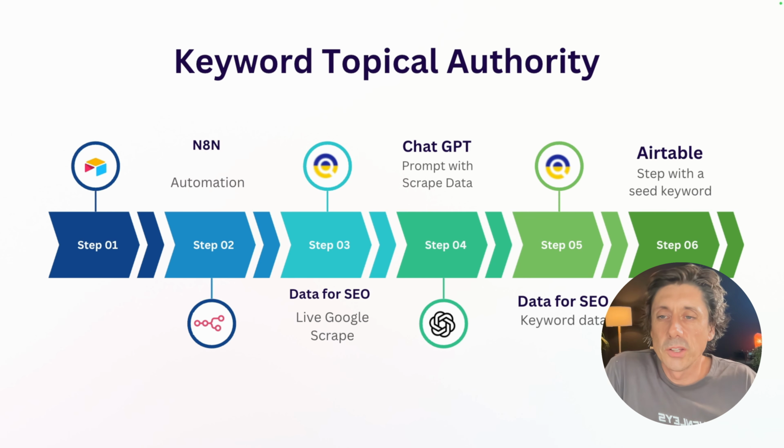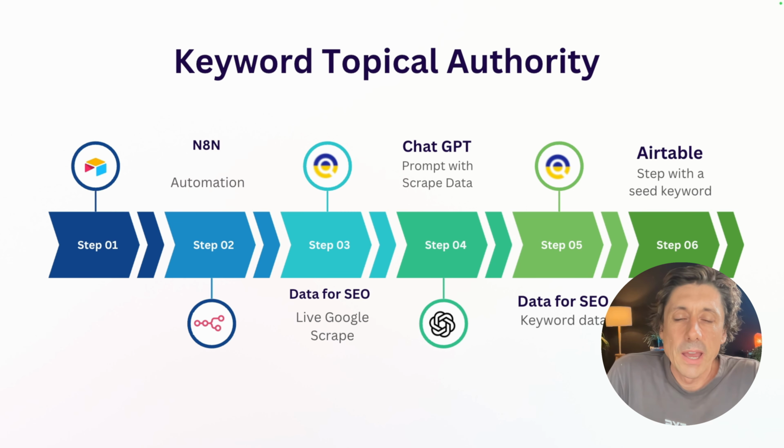So the first step is we're going to use Airtable to create a database where we're going to put all these keywords. Then we're going to use N8N as the automation platform to run the automation. N8N is going to then use API requests for DataforSEO. We're going to do live scrapes off Google to get data. I'll walk you through all the different API calls that we can do to use DataforSEO.